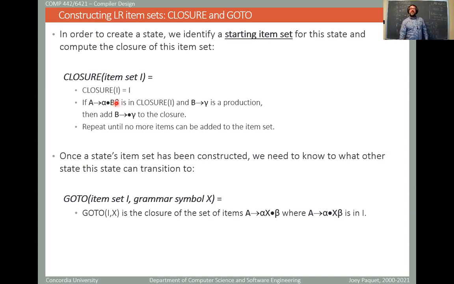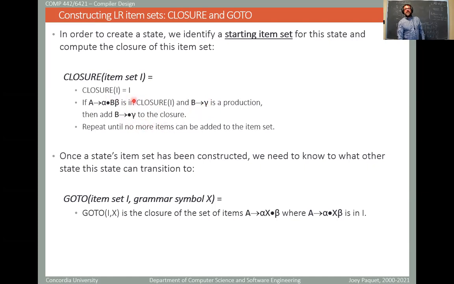Okay. So here, if I have this item where B follows the dot, and I have a rule B gives gamma, then I add to my item set for this state B gives dot gamma. Basically saying that if I have a B after the dot, it can be the start of this gamma here, if I replace the B by gamma, right?